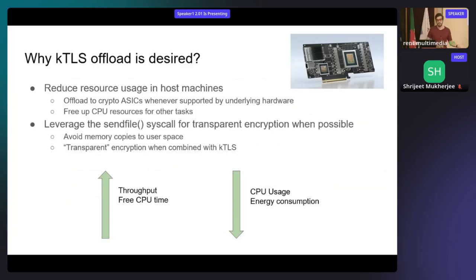So why is KTLS offload desired in the first place? KTLS and KTLS offload bring a lot of improvements that user space TLS cannot. Despite the reduced overall cost, they also improve performance. Crypto ASICs will usually perform better at much lower energy consumption, even when compared to existing CPU crypto accelerators. And by doing the encryption and decryption in the kernel itself, we can leverage sendfile to serve HTTP requests with transparent encryption.